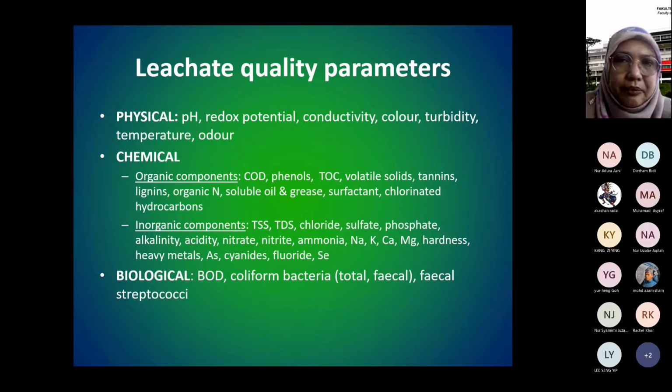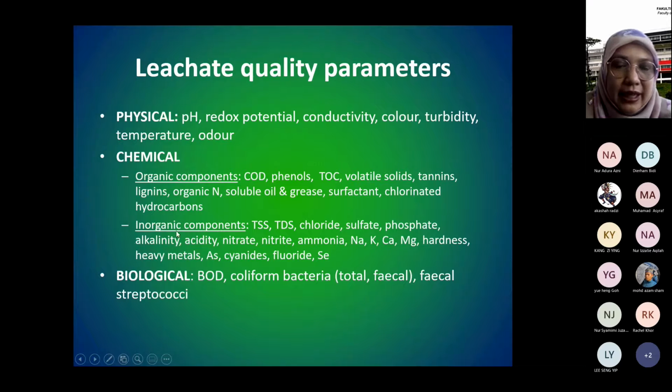Leachate quality we will analyze by its physical characteristics such as pH, redox potential, conductivity, color, turbidity, temperature, and odor. It is similar to wastewater characteristics. However, for leachate it is more difficult, meaning that it has a higher concentration compared to wastewater. For chemical parameters, we will find out about the COD, phenols, total organic carbon, volatile solids, tannins, organic nitrogen, and soluble oils.